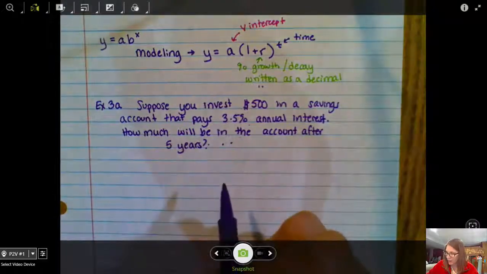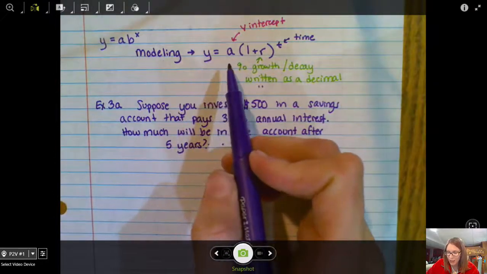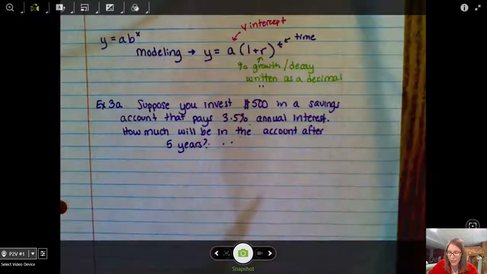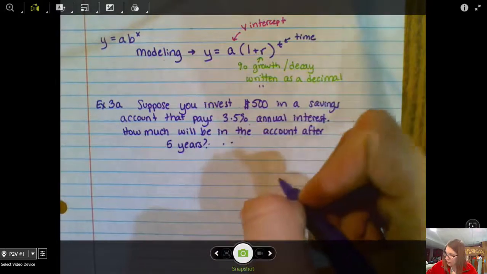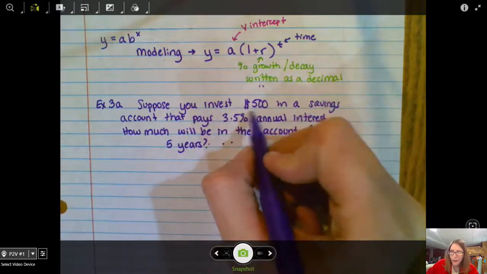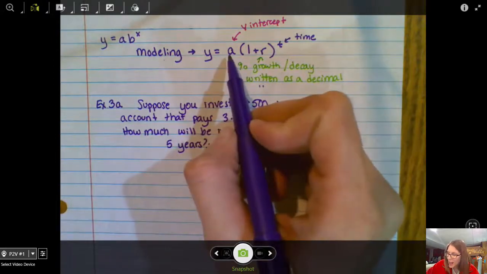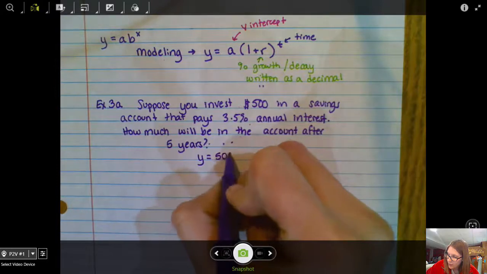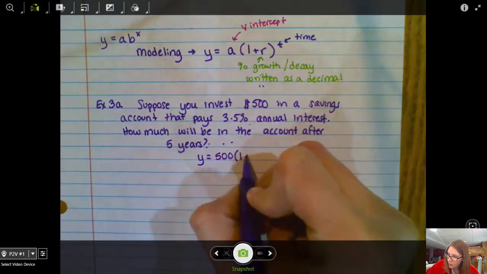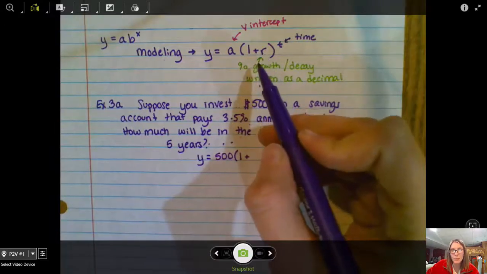Here's our situation. Since we're modeling, let's try to work with this equation. Y equals a times 1 plus r to the t power. Okay, let's try to come up with our equation. $500 is what we invested. That's our starting amount. It's our a value in this case. So we have y equals 500 times 1 plus r, which is our percent written as a decimal, our percent growth or decay.